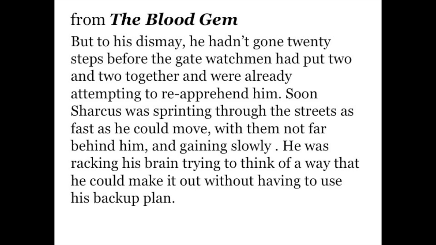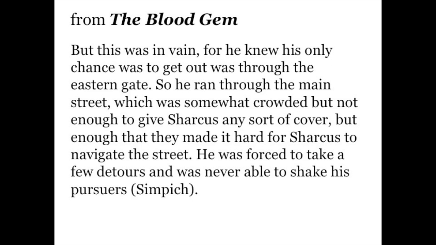Soon Sharkus was sprinting through the streets as fast as he could move, with them not far behind and gaining slowly. He was racking his brain, trying to think of a way that he could make it out without having to use his backup plan. But this was in vain, for he knew his only chance was to get out through the eastern gate. So he ran through the main street, which was somewhat crowded, but not enough to give Sharkus any sort of cover, but enough that they made it hard for Sharkus to navigate the street. He was forced to take a few detours and was never able to shake his pursuers.